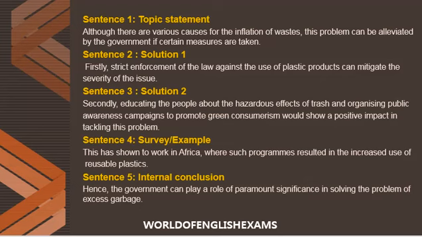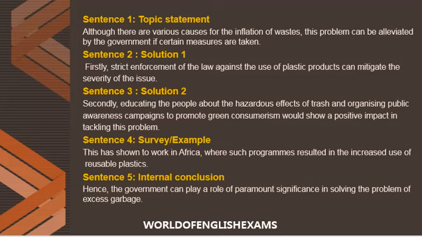Okay, so then how to prove this? Again, I have to write a survey. So this has shown to work in Africa. That means I'm showing that this method of spreading awareness against environmentally unsafe products has shown to work in Africa, where such programs resulted in the increased use of reusable plastic. So people are not just using one-time use or disposable plastic. Awareness has increased, because of which at least now they are starting to use reusable plastics, so that the disposal rate is not so high. Then what is the internal conclusion? Hence, the government can play a role of paramount significance, very high significance, in solving the problem of excess garbage.